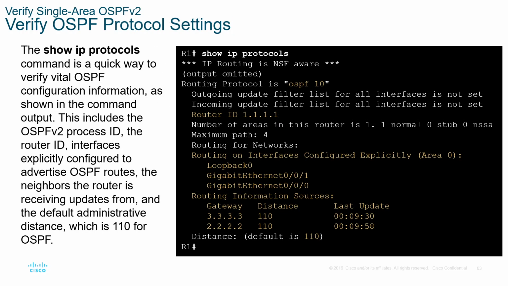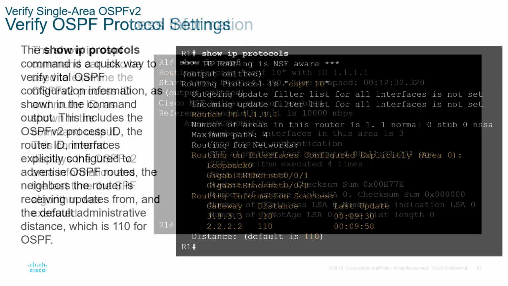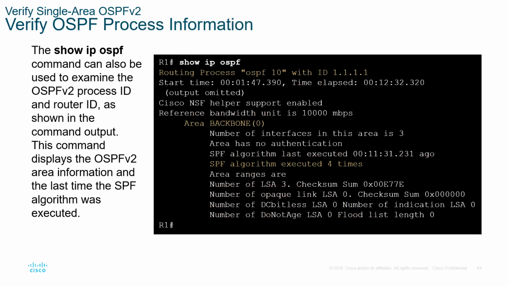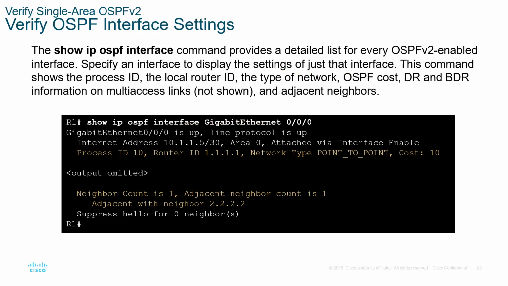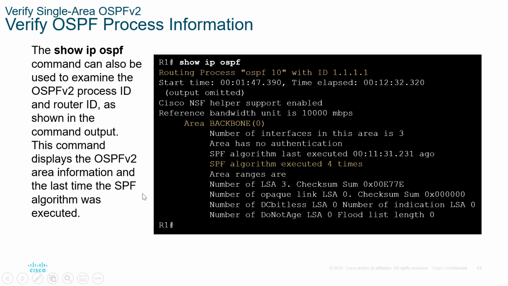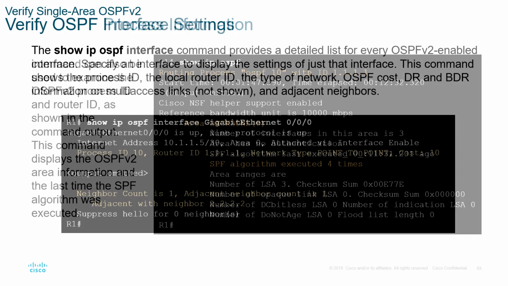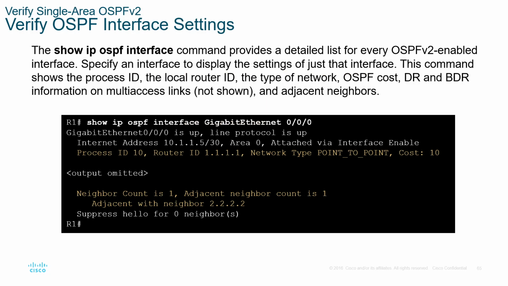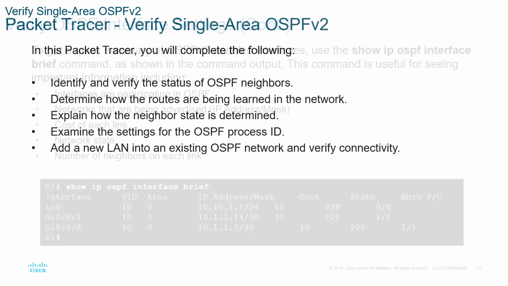The protocol settings that we discussed are in the show IP protocols. Show IP OSPF will show you the backbone area. It will actually show you how many times the shortest path algorithm has been executed. As if you care about that. And the reference bandwidth, the most important thing. All right? There you go, the show IP OSPF interface gigabit will show you the process ID and everything else, including the network type. Alright.